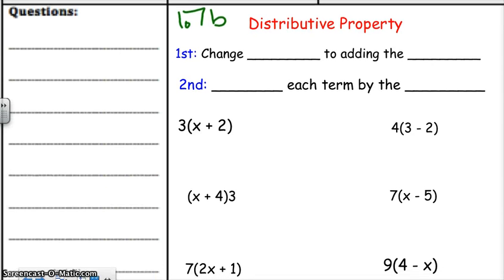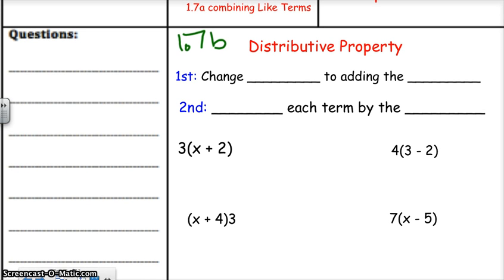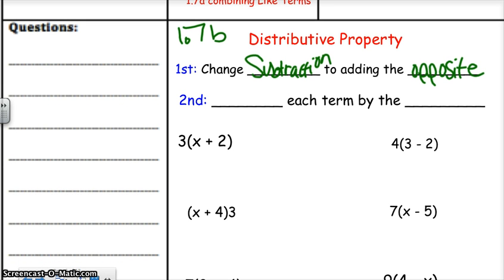Today we're extending our 1.7 lesson to include the distributive property. The first thing we want to do is change any subtraction into adding the opposite. Secondly, distribution is not about sharing, it's all about multiplying. So we want to multiply each term by the outside number.